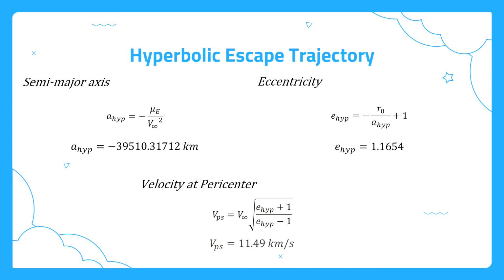We now can determine the parameters of the hyperbolic escape trajectory, which are its semi-major axis, eccentricity, and the velocity at pericenter. The semi-major axis is given by the equation here, the hyperbolic eccentricity is given by the equation here, and the velocity at pericenter is given by the equation right down here. And the values are shown below that equation, with the semi-major axis 39510.32, the eccentricity 1.1654, and the velocity at pericenter 11.49 km per second.